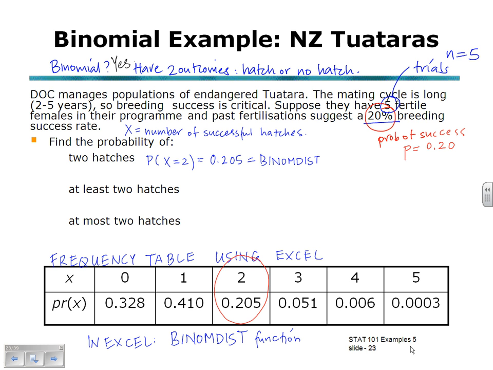And checking this in the BINOMDIST function. BINOMDIST requires the value of x, the number of successes. In this case that's 2. The number of trials, n. In this case we've got 5. The fixed probability of success. The probability of success was 0.2. And cumulative, true or false, either 1 or 2. In this case, cumulative is false. We want the probability of exactly 2. Using that function, we'll return the probability of 0.205.